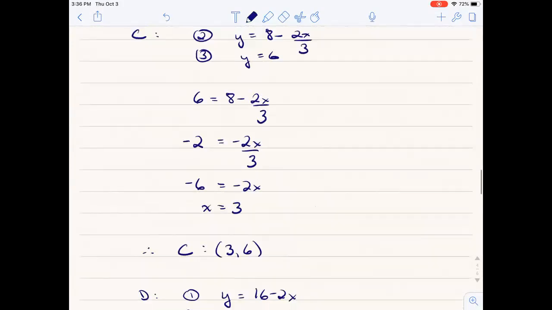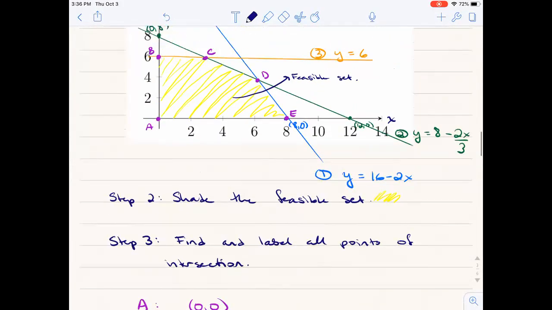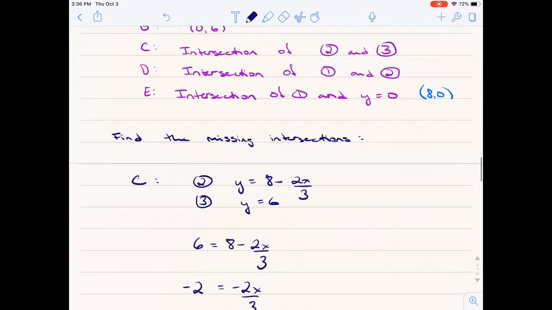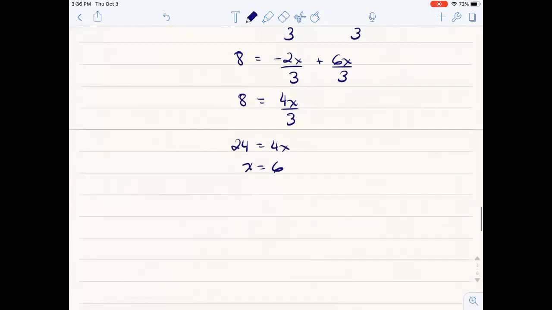Which I can confirm by just looking at the graph, right? At point D, yeah, it looks like x is sort of 6. I drew this line, so it's not perfect, so we have to be kind of flexible, but it looks like 6 is approximately the x. So now we're gonna solve for the y.